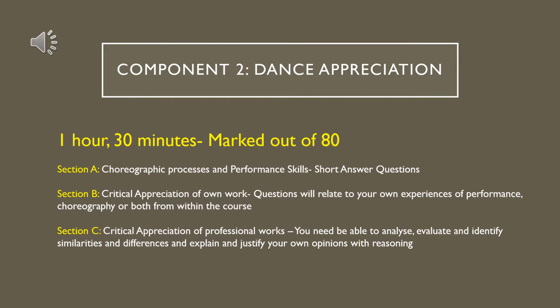Section B is called a critical appreciation of own work. So the questions will relate to your own experiences of performance, choreography, or both from within the course. So you'll be asked questions about your actual practice. And section C is a critical appreciation of professional works. So you'll look at 6 professional works throughout the course and you'll be asked about these. And you will need to be able to analyse, evaluate, identify similarities and differences, and explain and justify your own opinions and reasoning.